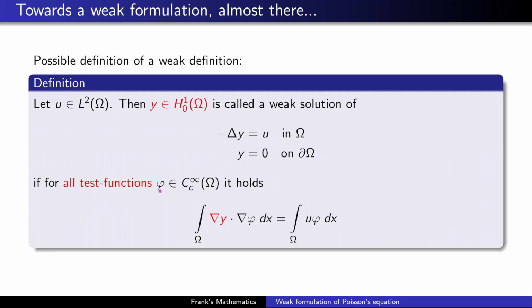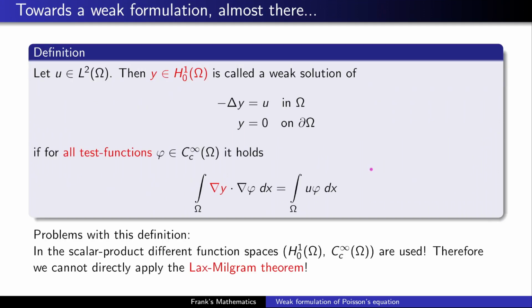If you want to do some analysis, you run into some problems. Where are the problems located? In the end, we want to use the very famous Lax-Milgram theorem to prove existence. But here we have different function spaces. We have H01 for our function y, and the test function space C_c infinity for our test functions phi. One is the closure of the other, of course, and this is the idea to continue. But first of all, they are different, and this makes problems in the Lax-Milgram theorem.